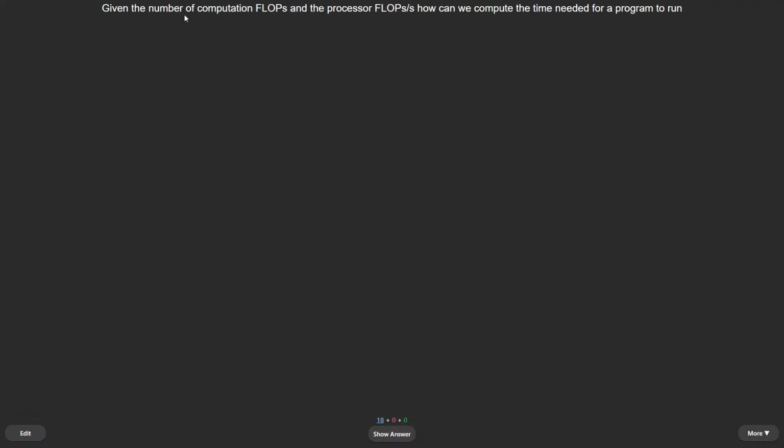So the number of computation flops and the processor flops, how can we compute the time needed for a program to run? Okay, so T equals computation flops over processor flops. Oh, actually, I should turn on my camera. That would be a good idea, wouldn't it?